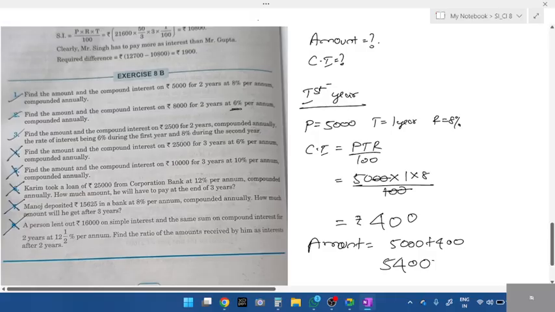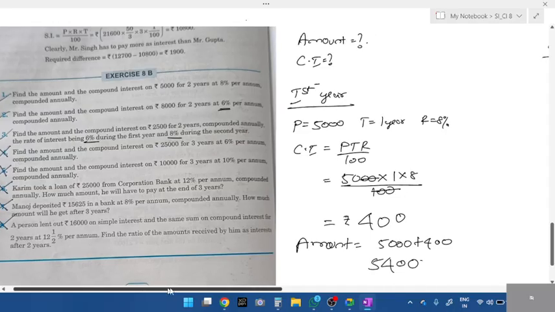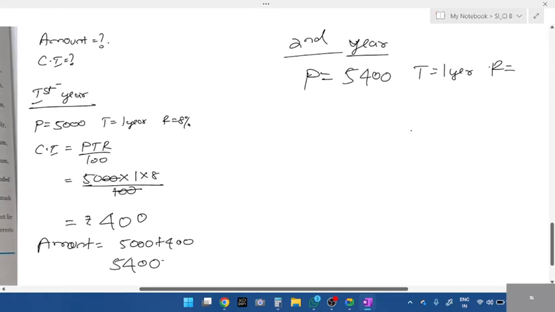Okay, second question. What is rate percent? But look at the third question, students. For third question, what is the rate? Percent for first year and 8% for second. Third question is different. Complete this. Find the amount, both of you.